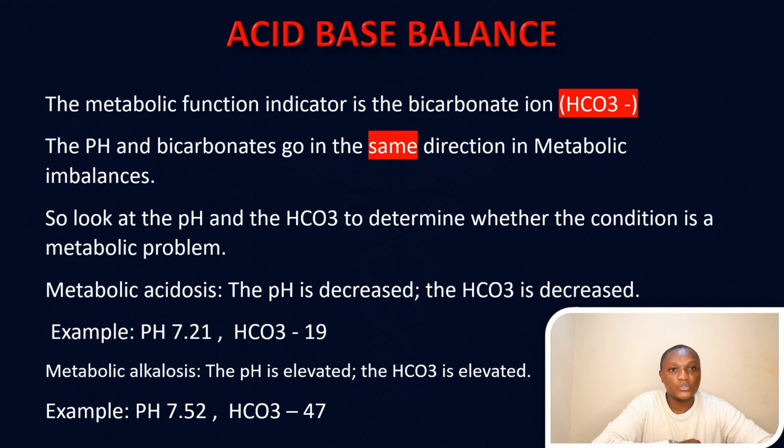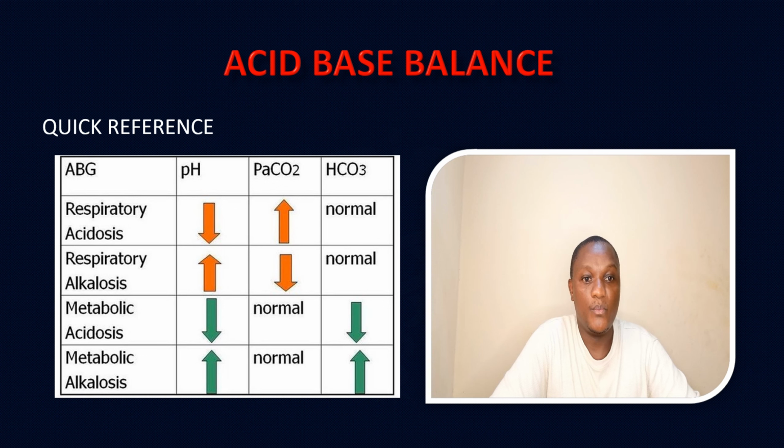The relationship is the same. They go in the same direction in metabolic disturbances. So from the quick reference you are seeing on your screen, we have blood gas analysis results. It can be respiratory acidosis, respiratory alkalosis, metabolic acidosis, and metabolic alkalosis.